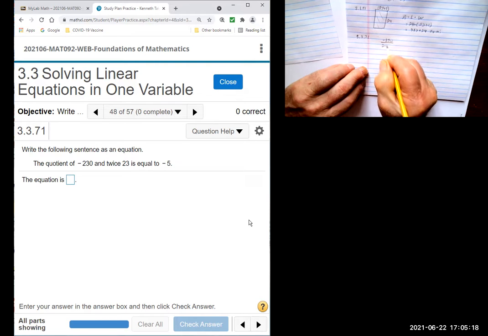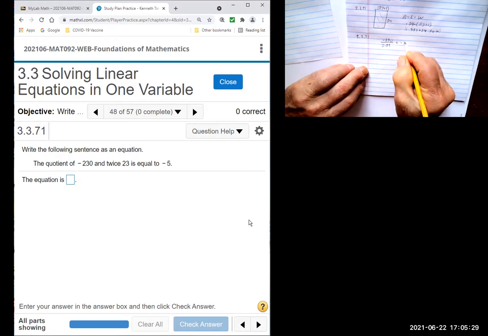And I have to show it. 2 times 23 is equal to minus 5. A number of people actually did the multiplication out in the denominator, and the computer did not like it. So this is a literal translation, not simplification along the line.